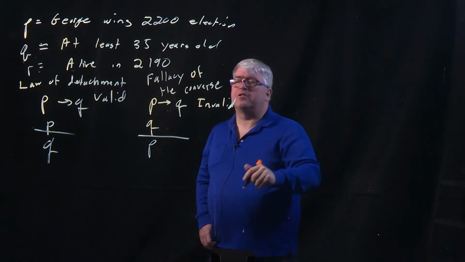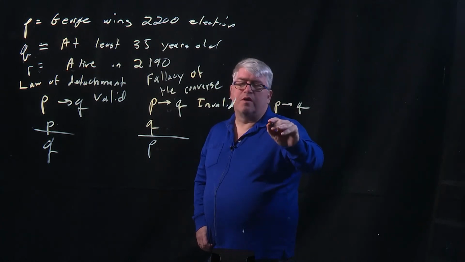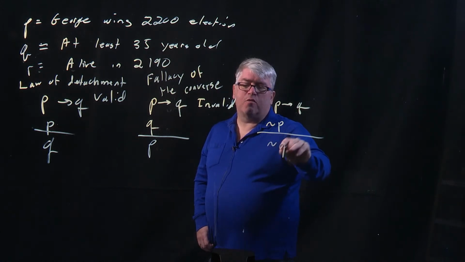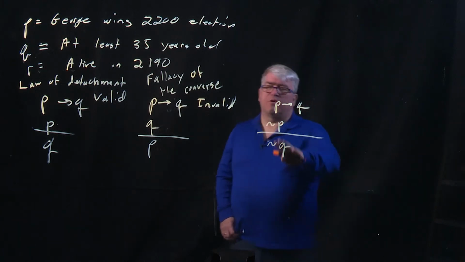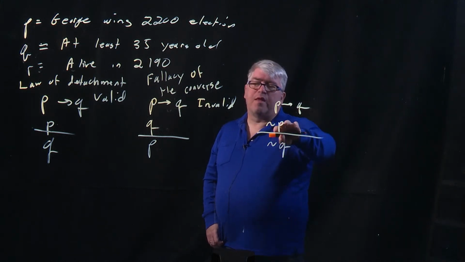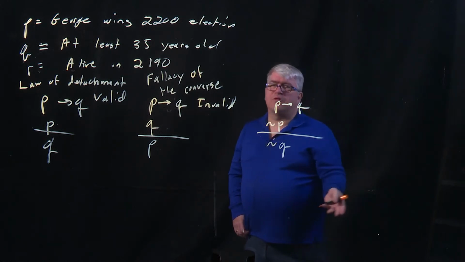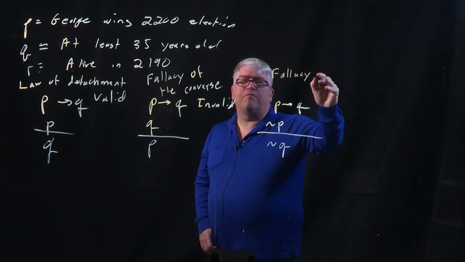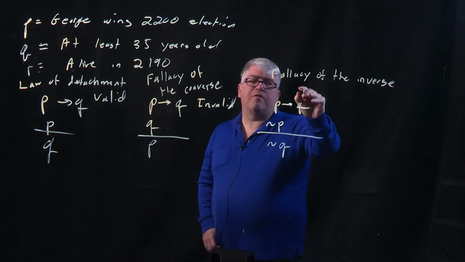Okay, another fallacy would be, if I start out with my conditional, same conditional, and this time I'm going to say not P, and I'm going to say not Q. So if George wins, he's at least 35, at least according to present law. But he didn't win, so that means he's not 35 years old. Of course, that's not right. And that is an incorrect way to reason. So it's a fallacy of the inverse is what it's called, and it's invalid.